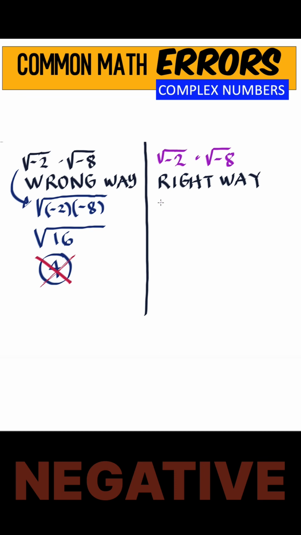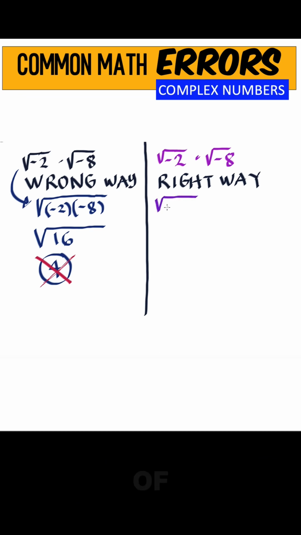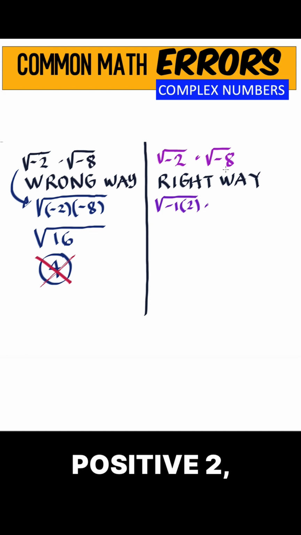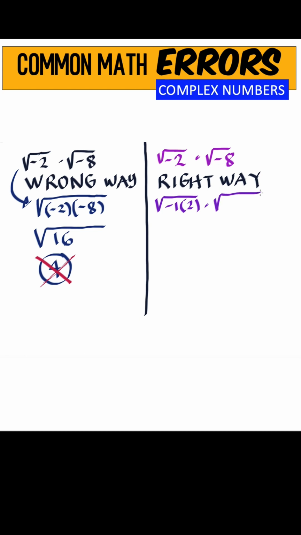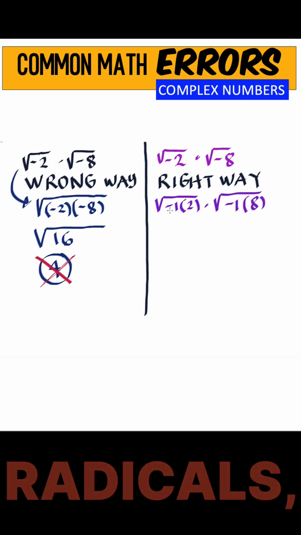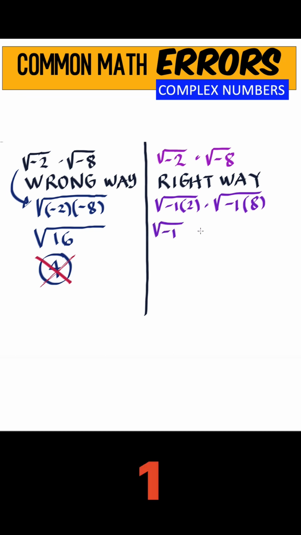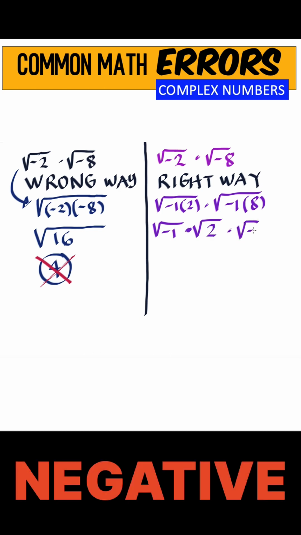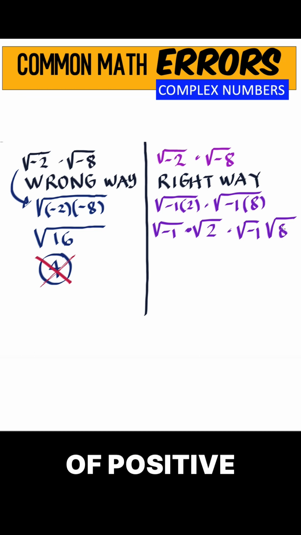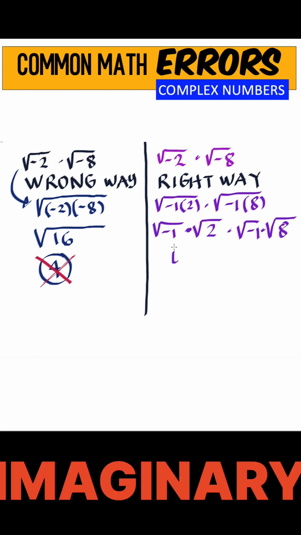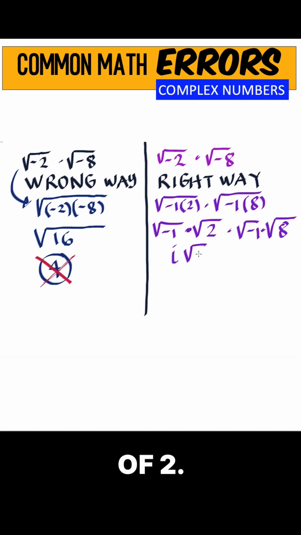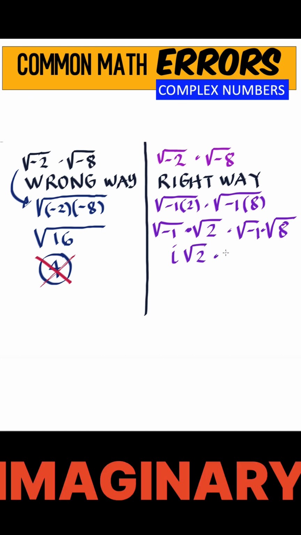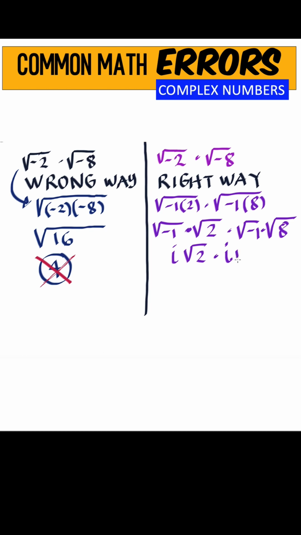We write the square root of negative 2 as the square root of negative 1 times positive 2, and the square root of negative 8 is written as the square root of negative 1 times positive 8. Then again, from the product property of radicals, we can split this into two radicals, the square root of negative 1 times the square root of positive 2 times the square root of negative 1 times the square root of positive 8. The square root of negative 1 is the imaginary unit i, then we copy the square root of 2. Again, the square root of negative 1 is the imaginary unit i, and we copy the square root of 8.